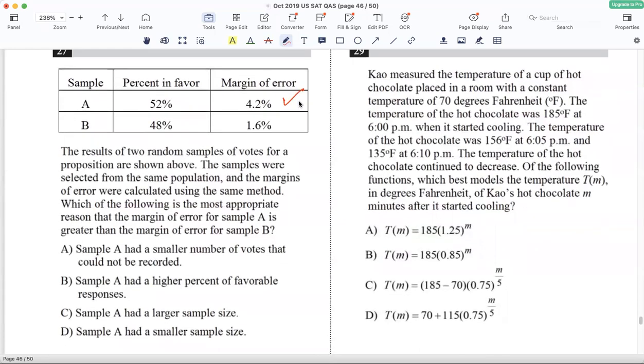Sample A had a smaller number of votes that could not be recorded. Sample A had a higher percentage of favorable responses. Sample A had a larger sample size and sample A had a smaller sample size. So the margin of error is related to the sample size, right? If you have a larger sample size, then the margin of error goes down. But if you have a smaller sample size, the margin of error increases. So here the margin of error is large, so sample A must have had a smaller sample size.